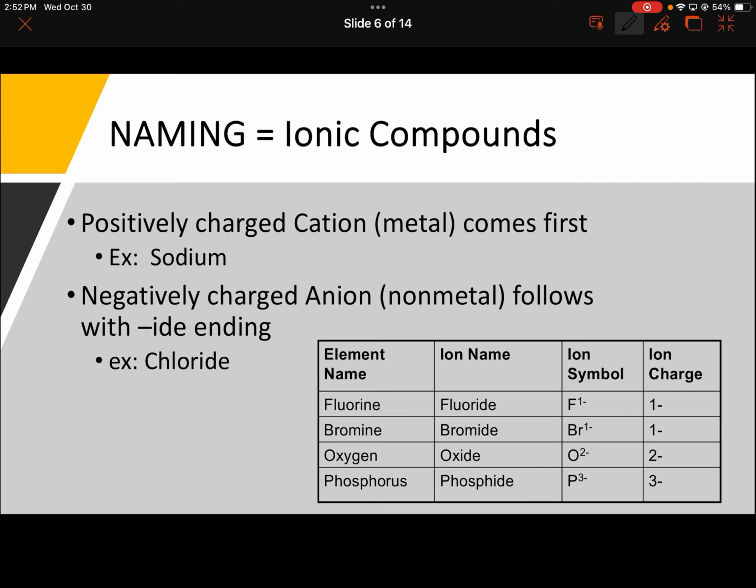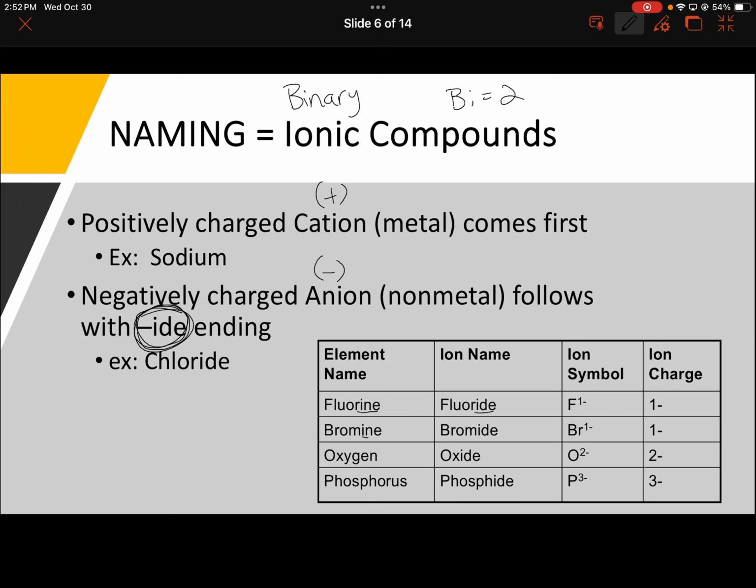In this video segment, what I'd like to do is show how to name binary ionic compounds. The prefix bi means two, so compounds with just two elements. So we're always going to write the positively charged ion, the cation, first. And the negatively charged ion is going to come second. And we change the end of that second one to IDE, and we'll show you some of those examples.